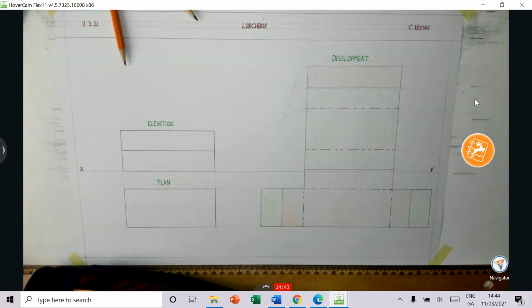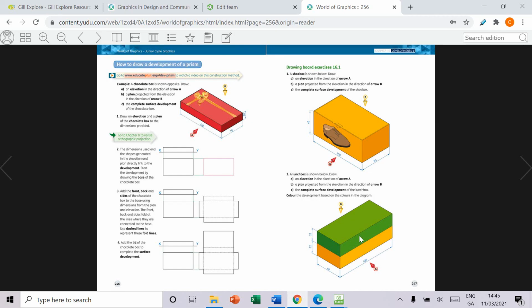Okay, so now I have my shape shaded. So the first section here we see is orange, and then we have 1, 2, 3 green sections in a row. Then I have orange, orange, orange, and orange, and to the right and to the left we have a green section. So that would be how the lunchbox would look like if it was folded out to find the development.